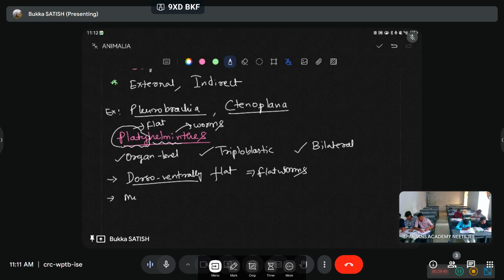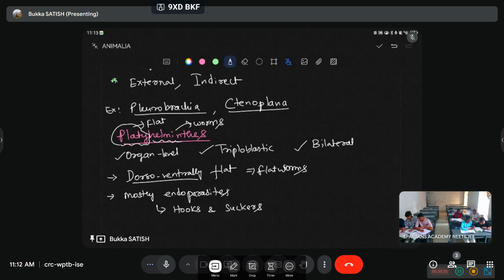Next, mostly endoparasites. This is something you'll study in ecology once again. Usually, the parasitic forms have hooks and suckers. Hooks and suckers are present in the body, in the parasitic forms you can find this. Right. Next.